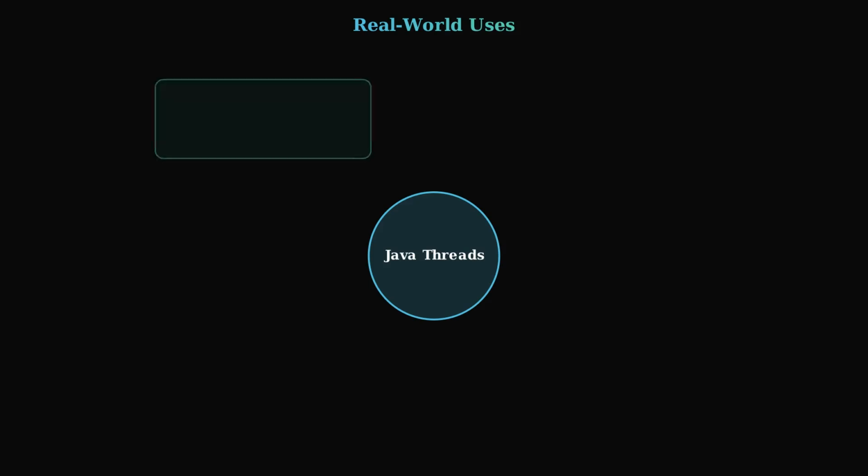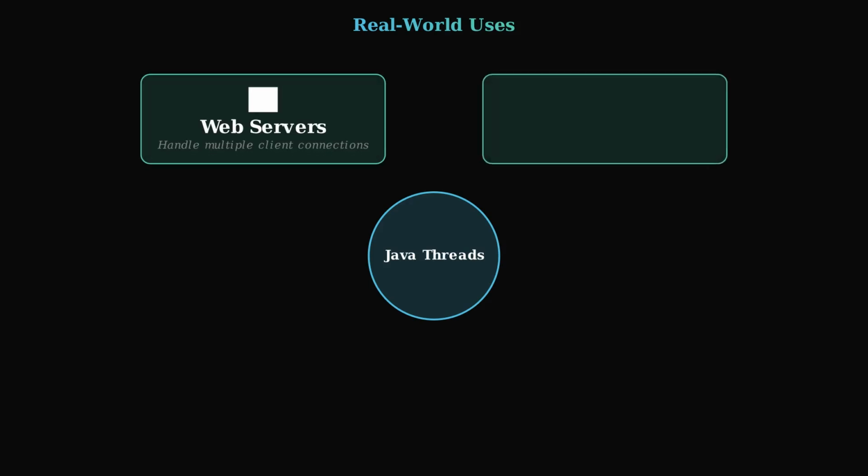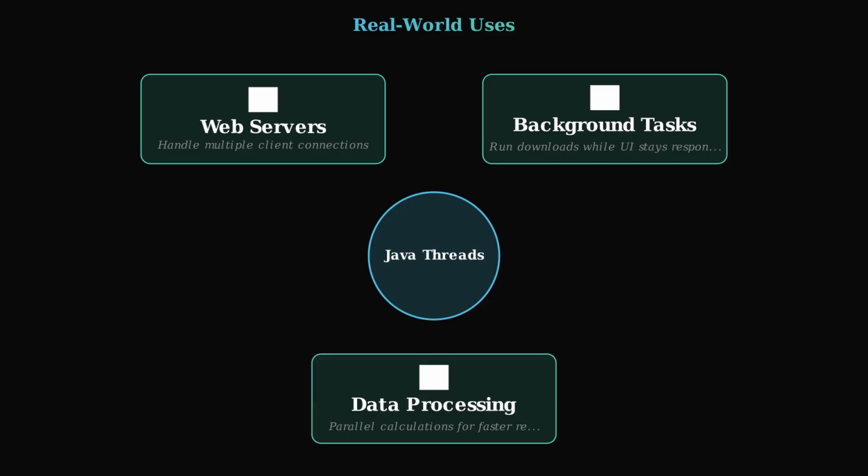How is Java threads used in the real world? Web servers handle multiple client connections. Background tasks run downloads while the UI stays responsive. Data processing uses parallel calculations for faster results. Java threads powers all these applications.